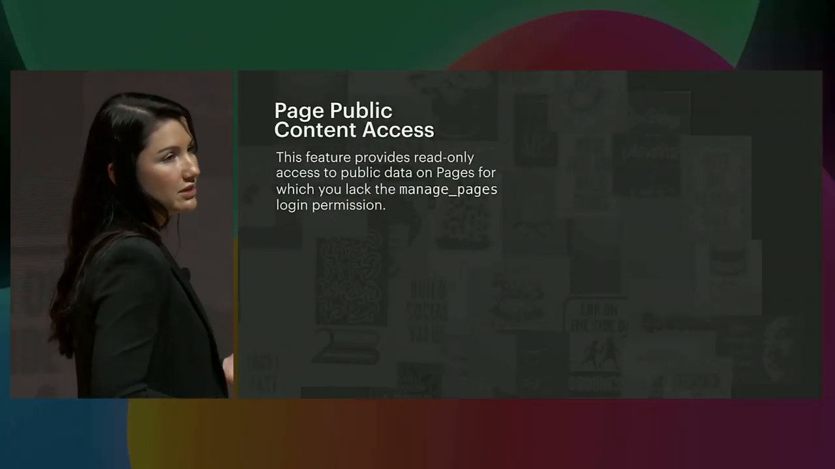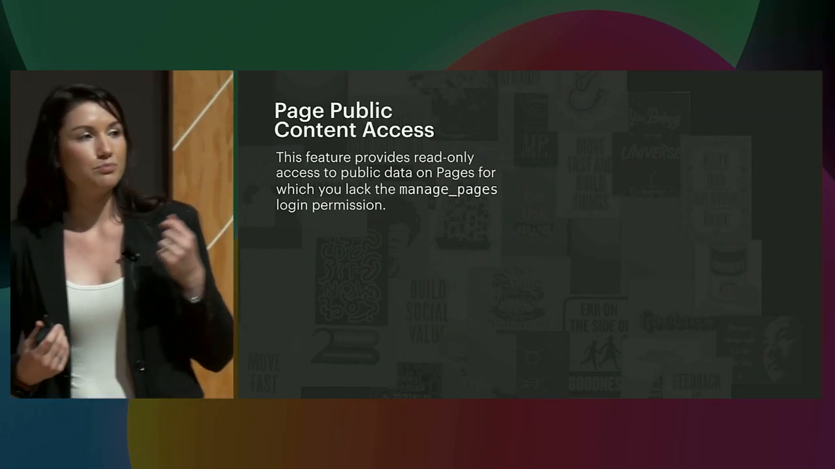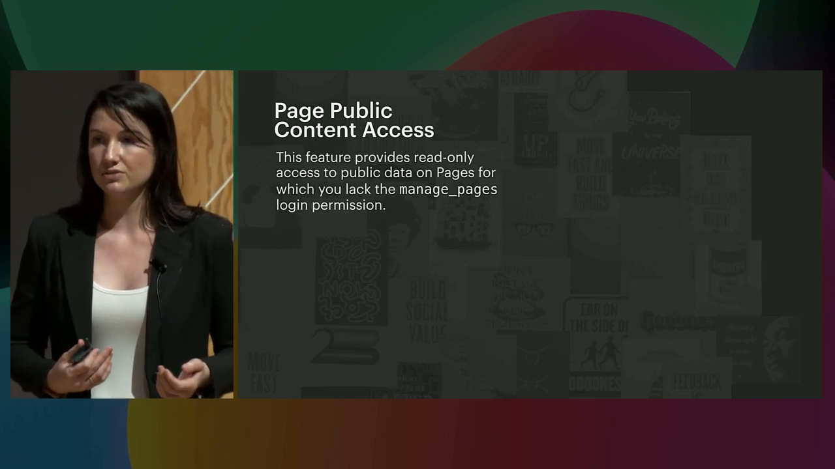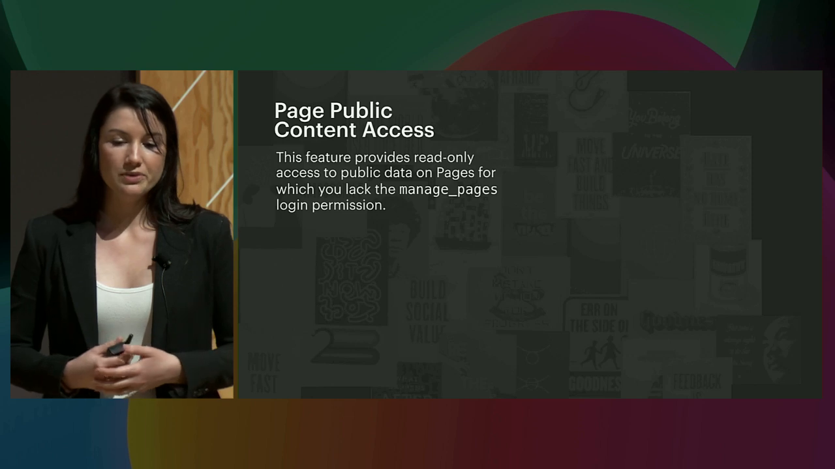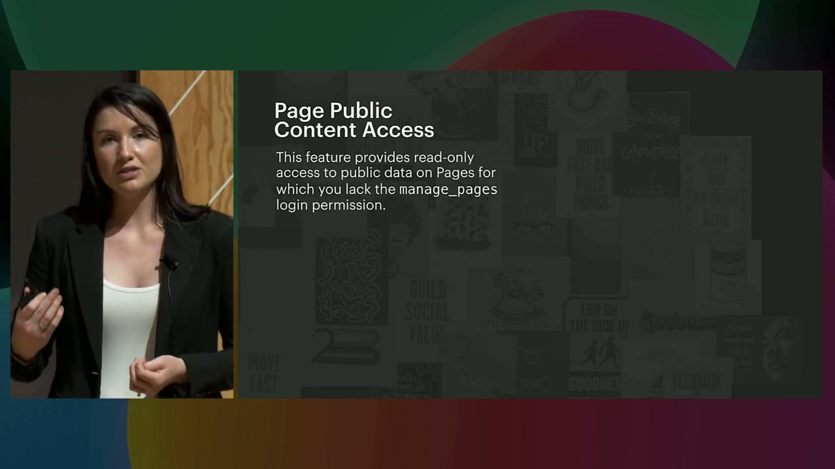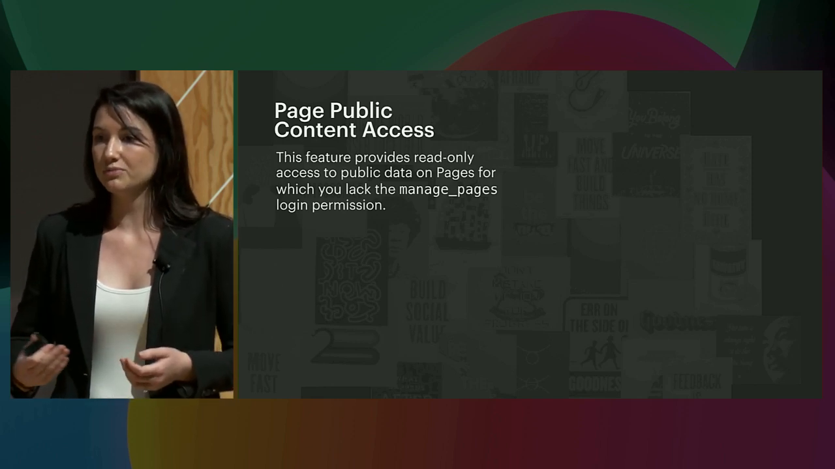For my next example permission, I'd like to talk about Page Public Content Access. This feature allows you to access public data on Facebook pages, such as comments, posts, and reviews. The proper use of this feature has caused some confusion for our developers, and they sometimes request it when they don't actually require it. These types of requests will result in rejections.